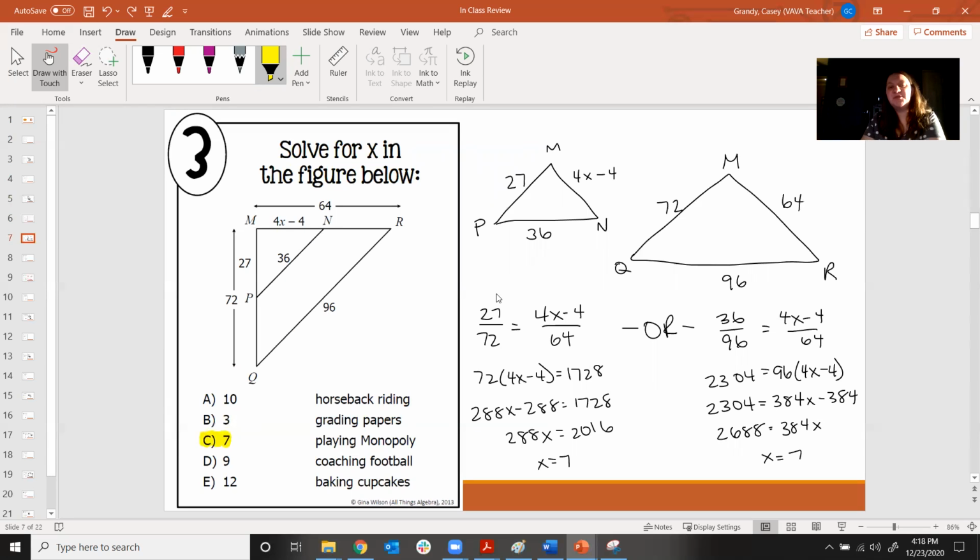So here you can see that I redrew the picture, triangle MPN and triangle MQR, and I put all the given information in those triangles. There were two ways you could have solved this problem. You could have chosen to say 27 over 72 equaled 4x minus 4 over 64, or you could have said 36 over 96 equals 4x minus 4 over 64. Both would be correct. When you cross multiply and solve for x, you actually end up getting the same x value. So whichever way you chose, just go ahead and check your work. Make sure you got x equals 7.